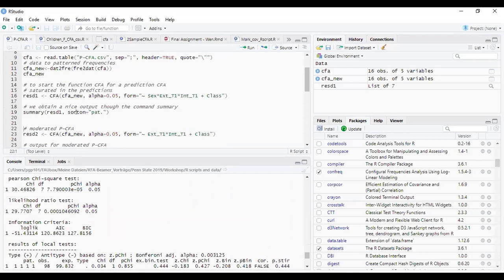Here we have a moderated prediction CFA. You can see here in the equation, the variable gender is missing. There's only interaction between internalized and externalized behavior.